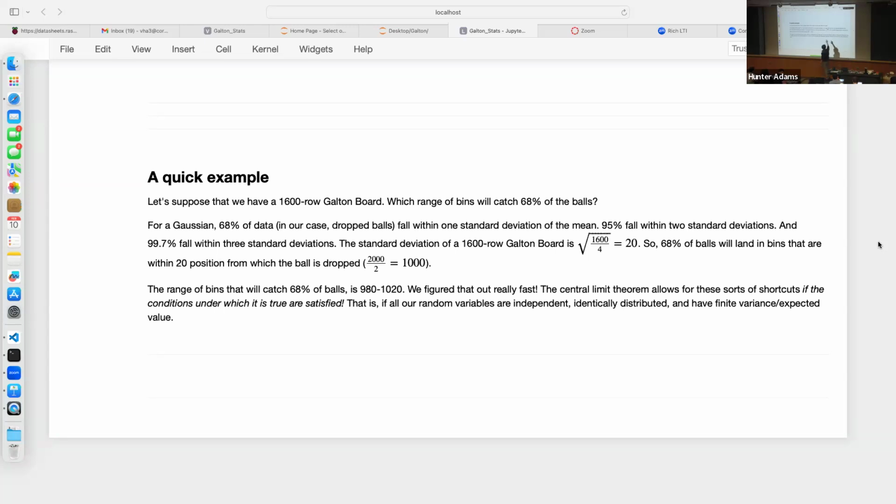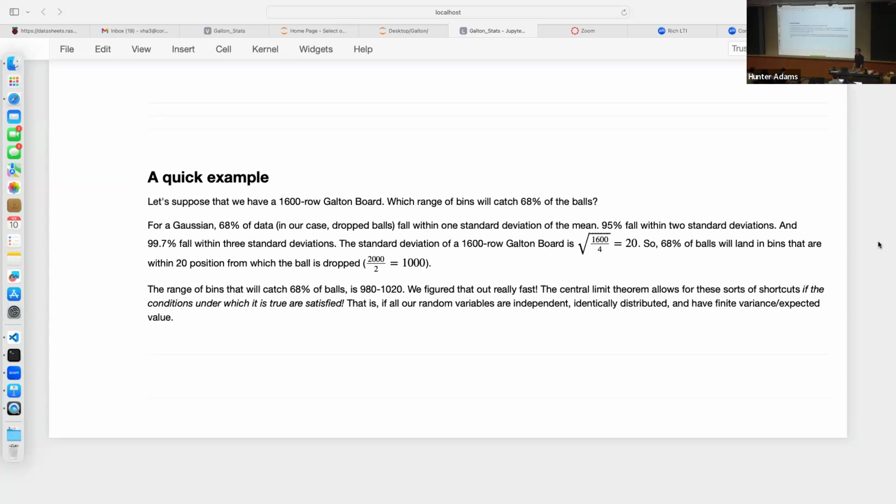I lost my position here. So you get the point. We know where the middle of this distribution is. We've just very quickly been able to figure out what one standard deviation is. So now we just know that 68% of the balls are going to land within bins 980 to 1020. We did that with an amount of arithmetic that probably most of you could do in your head. And so it reduces an otherwise phenomenally complex problem to one that is almost mental math.